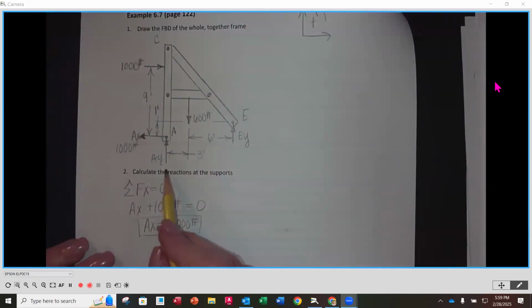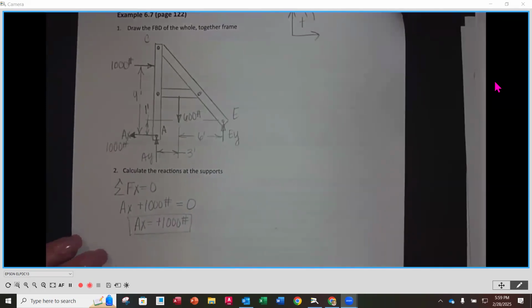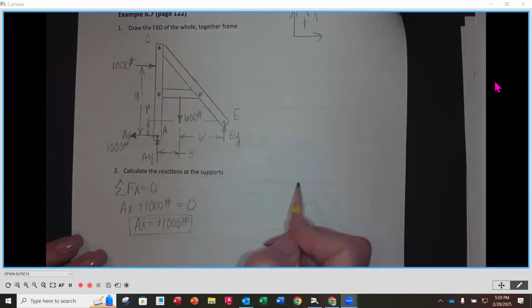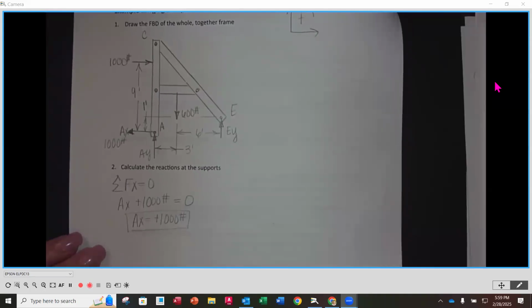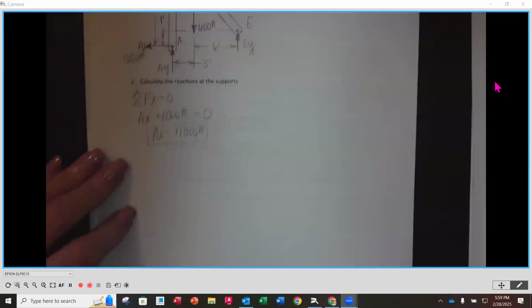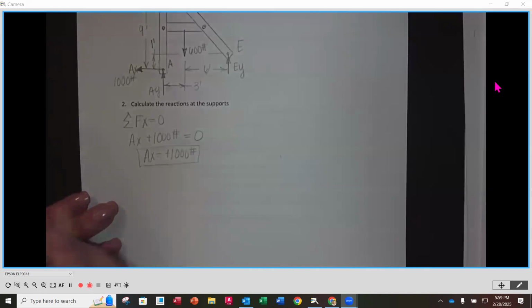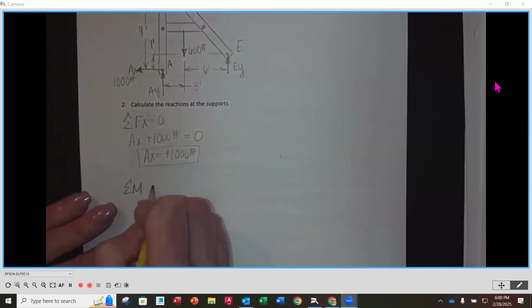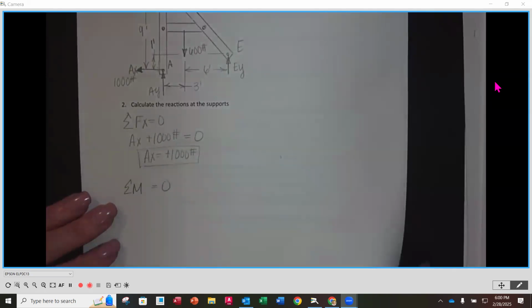Now we need to solve for AY and EY. Since there are two in the Y, if I do my sum of my forces in the Y equals 0, I'm going to have two unknowns. So what I'm going to do instead is sum my moments, because I know with a moment, I can eliminate one of those unknowns. So I'm going to sum my moments around a point. I have to decide which one.